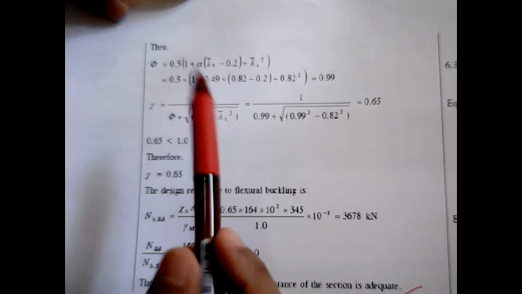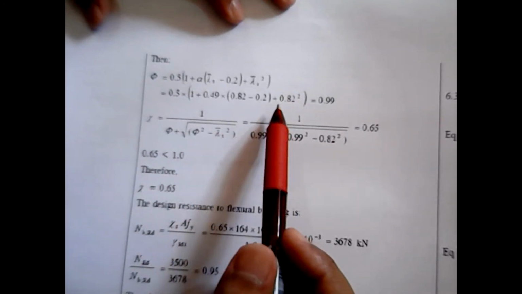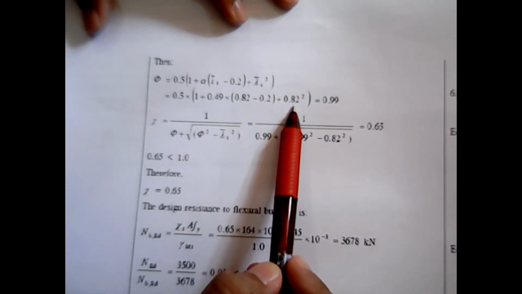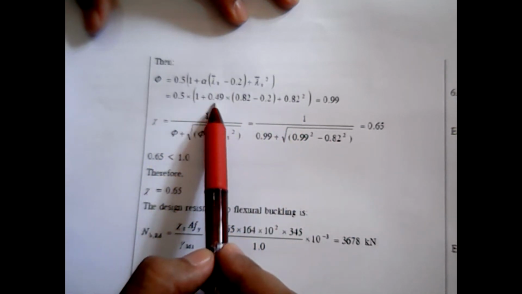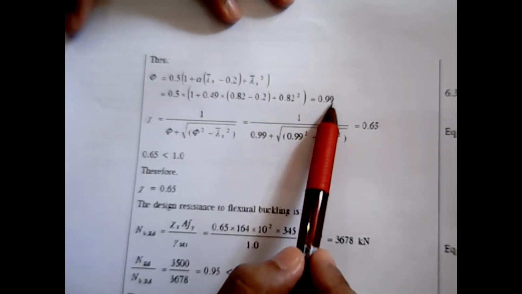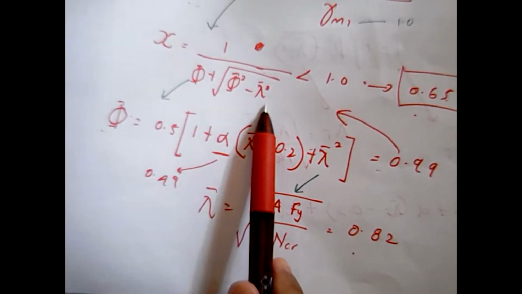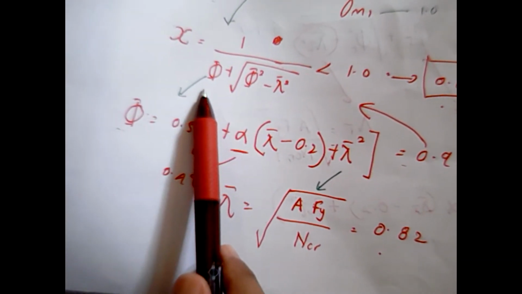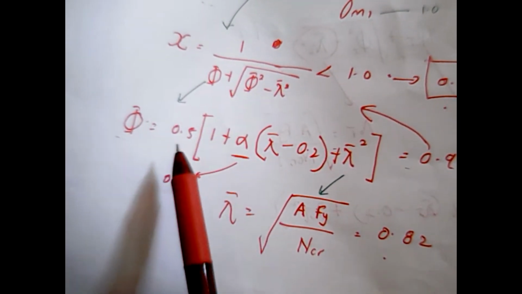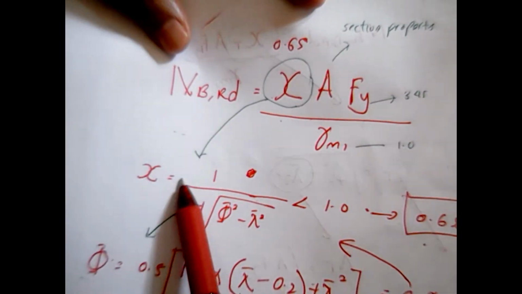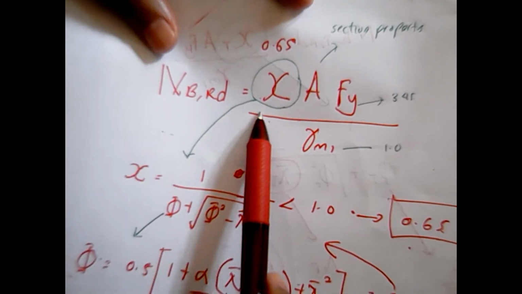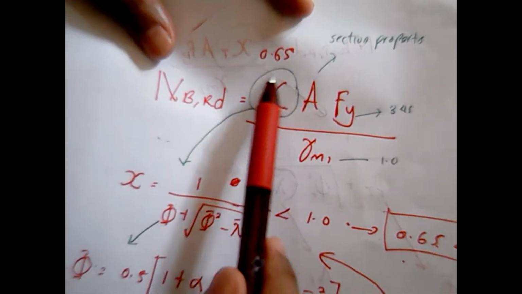So once you get your alpha is 0.49, you can substitute all the equations. Lambda Z 0.82, alpha is 0.49, substitute in these equations, finally you get 0.99. And from there you can get your reduction factor. If you recall, you get your lambda already, your phi value, and then substitute all this into these equations where you can get your reduction factors. From here you can get your buckling resistance.